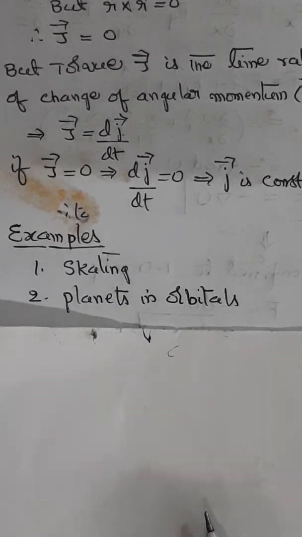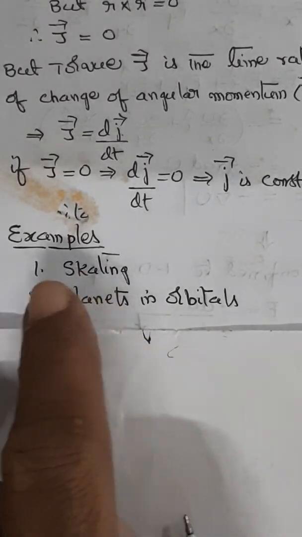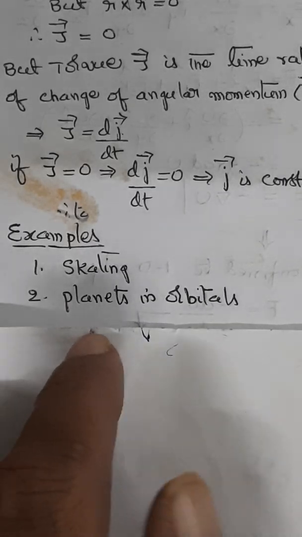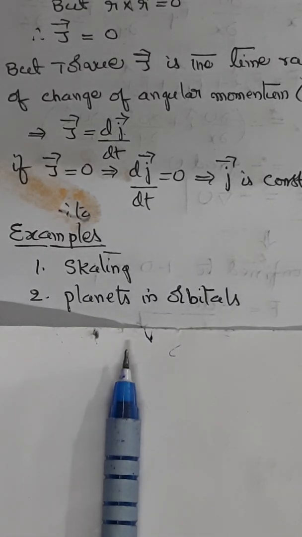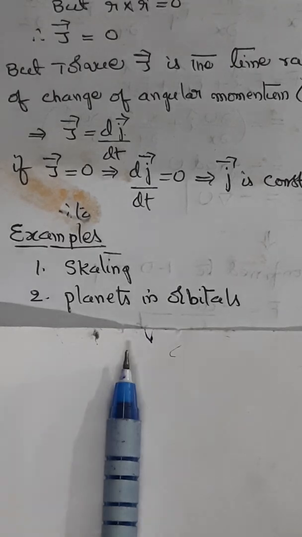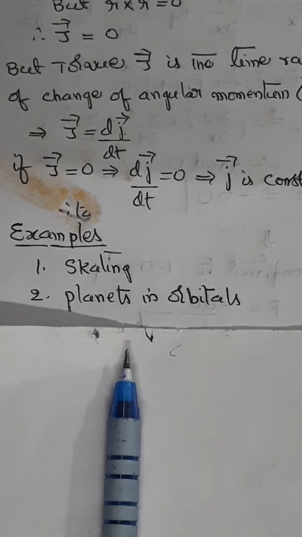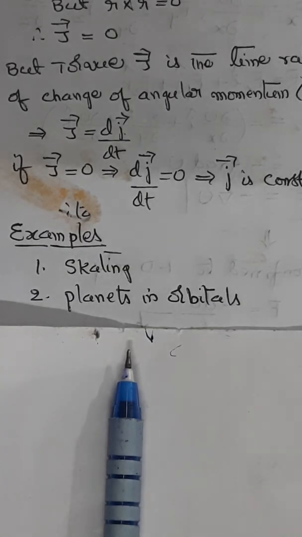One is the most popular one, what is known as skating. The other one is motion of planets in orbitals. Suppose you take the popular example of skating. It involves beginning the spin with one's arms extended, then moving the arms closer to the body. This motion will result in an increase in the speed with which the skater can rotate; the rotation increases. This is the case for using the conservation law.